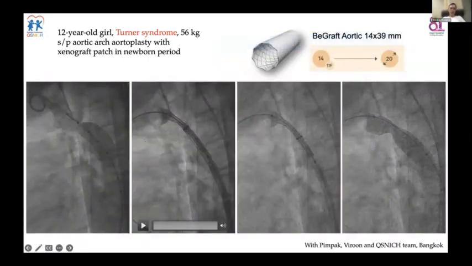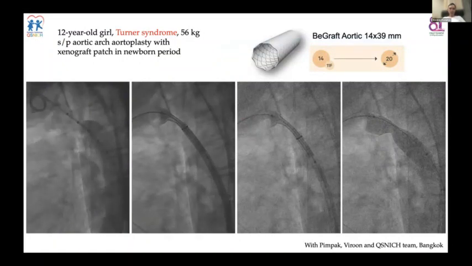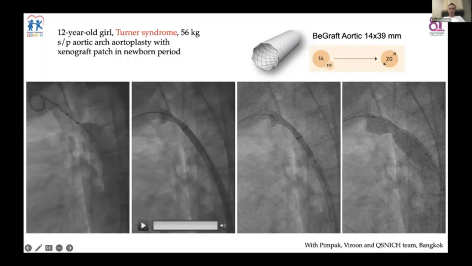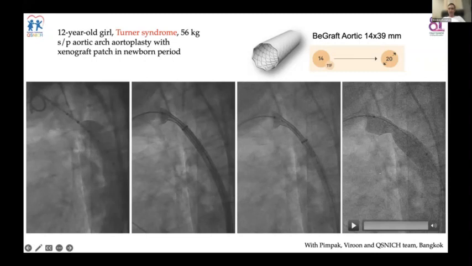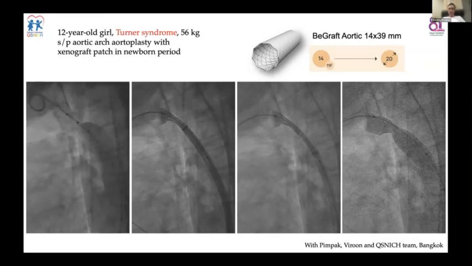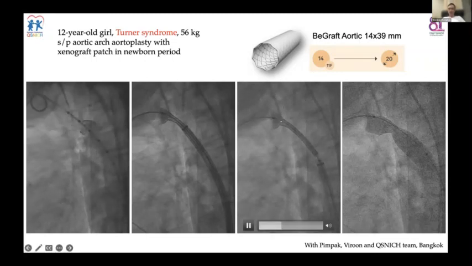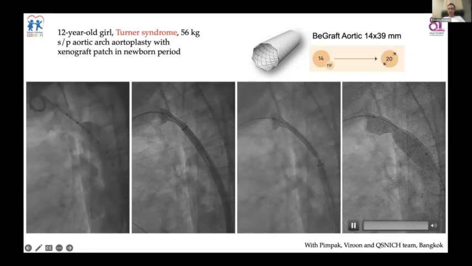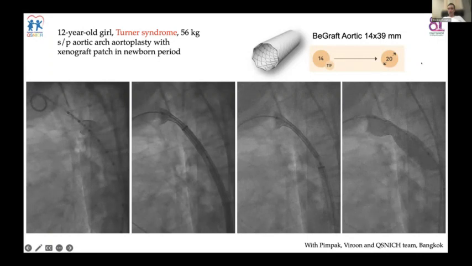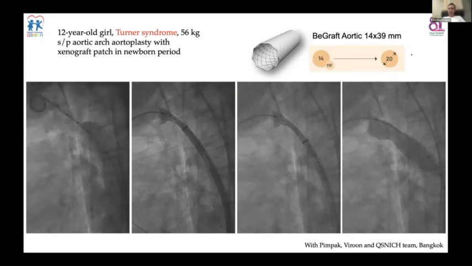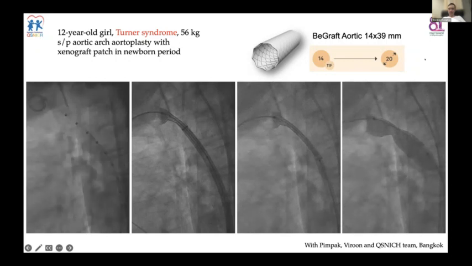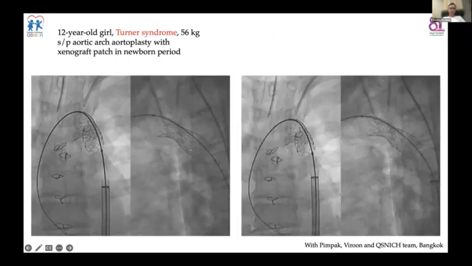So we went ahead with the covered B-graft, and as you can see here, we intentionally jailed the subclavian artery, because we don't want a complication around this area in a Turner syndrome patient like that. So we used a 14 millimeter B-graft and eventually post-dilated.